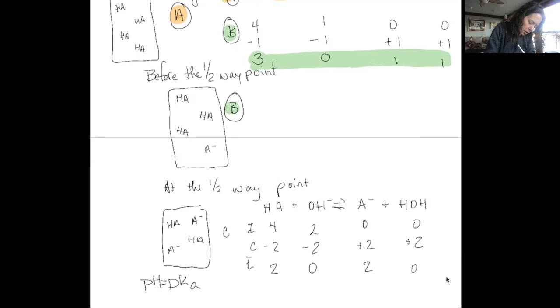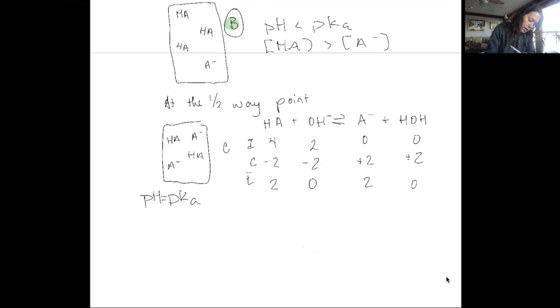Up here, we know that the pH is less than the pKa. The concentration of HA is greater than the concentration of A. Here we have them equal. The concentration of HA is equal to the concentration of A. Now we'll be past the halfway point.